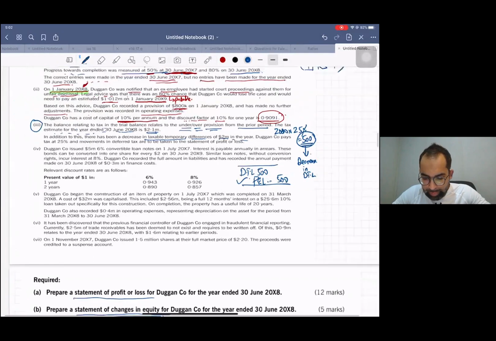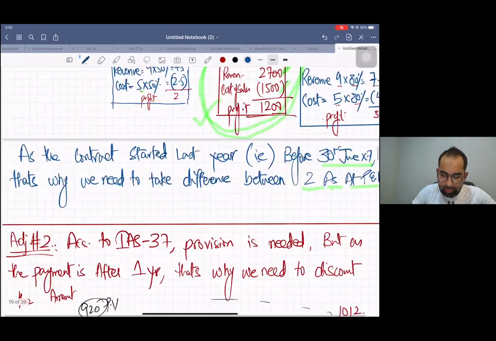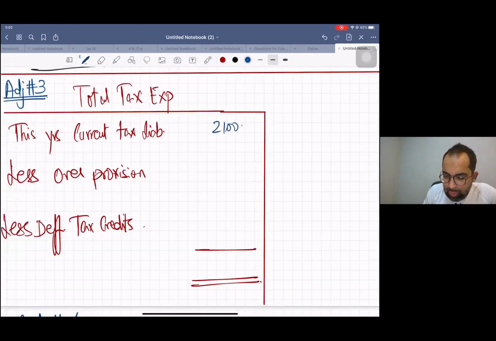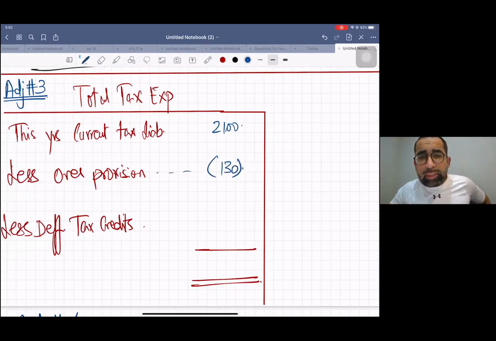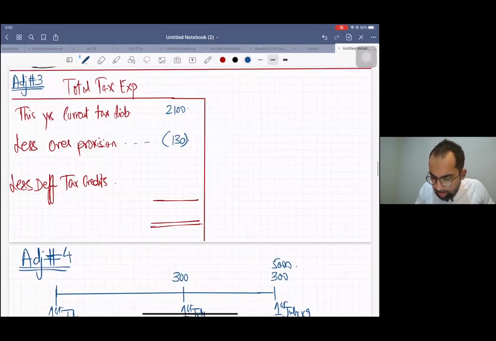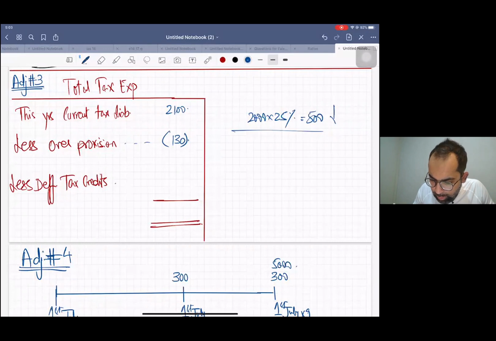Now let's write it. What's your this year current tax liability? It is 2100. Your over provision is 130, right? Now, deferred tax credit is how much? Let me make the entry here for your relevance. 2000 times 25%, decrease in DTL. So DTL debit 500 and P&L credit 500.